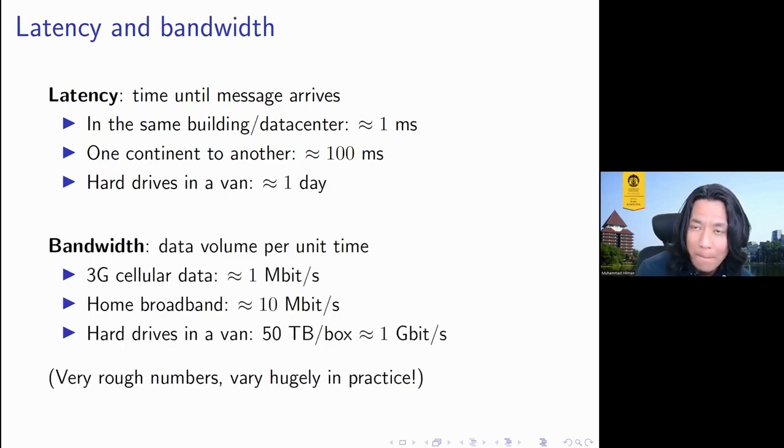The second one is bandwidth. If latency is the time needed to deliver the message, the bandwidth is the road we use for sending the message. If we use a bigger road, a bigger channel, we can deliver the message much faster compared to a smaller bandwidth, smaller channel, smaller road. So in terms of latency, we want it as small as possible, but in terms of bandwidth, we want it as big as possible. Got the idea, right? The latency is the time, and the bandwidth is the channel, the road, the capacity to deliver the message.